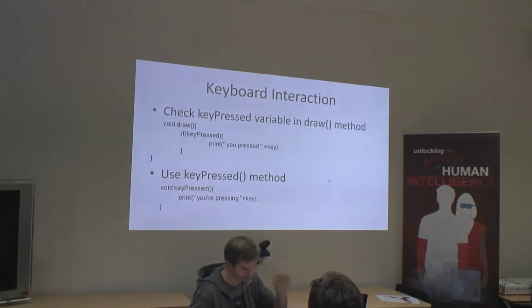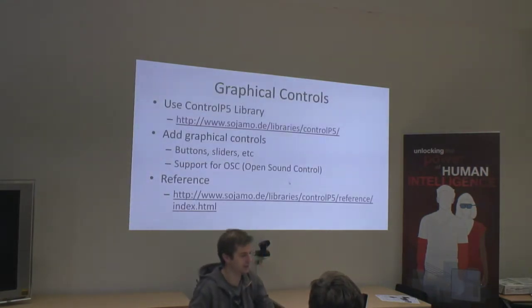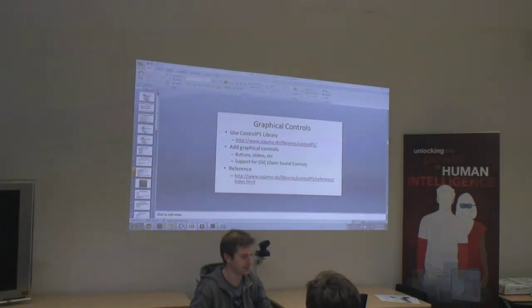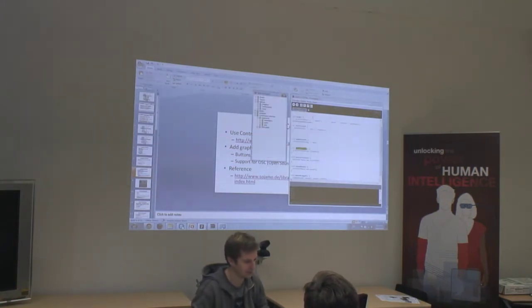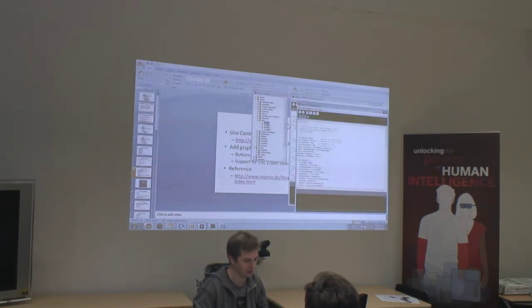Yeah, so that's a brief look at mouse and keyboard interaction. We'll have a look at graphical controls a wee bit now. Obviously we can draw our own graphical controls using boxes and other bits and pieces, and there's probably some default stuff in Processing, so there's some GUI stuff for buttons and whatnot that we can have a look at.